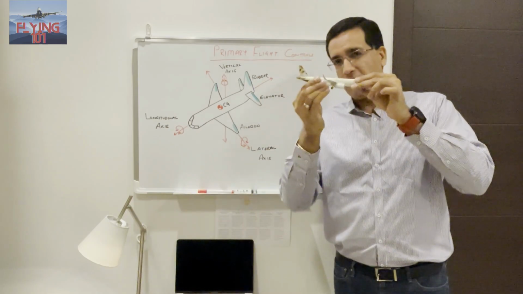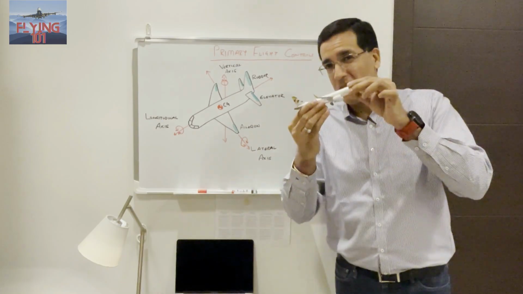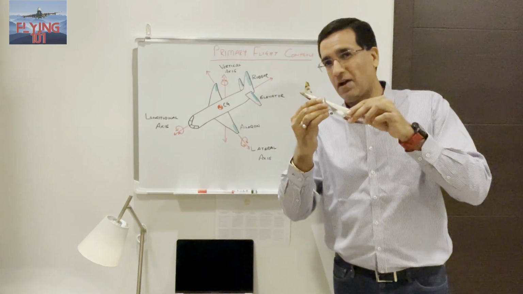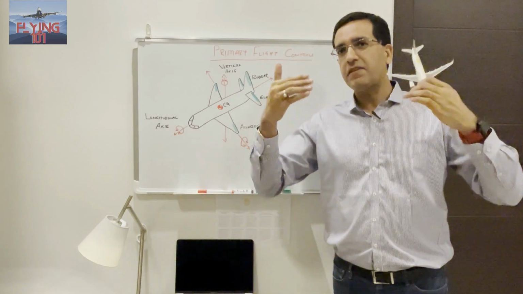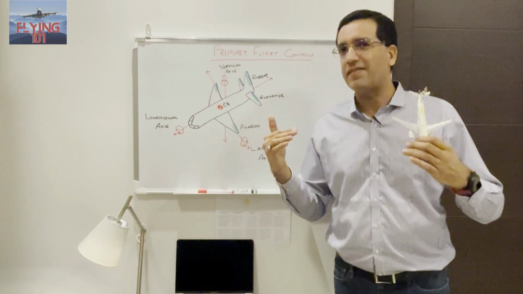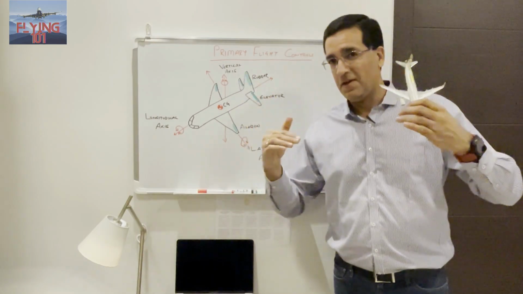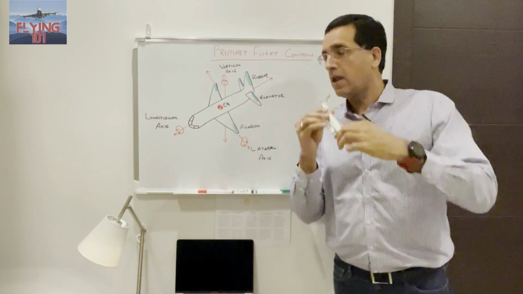So moving the nose in relation to the horizon, and this is exactly what helps an aircraft climb, descend, maintain level flight. It's with the help of the elevators. Elevators always move in the same direction and together, unlike the ailerons, which also move together but in the opposite direction to help an aircraft achieve a turn.